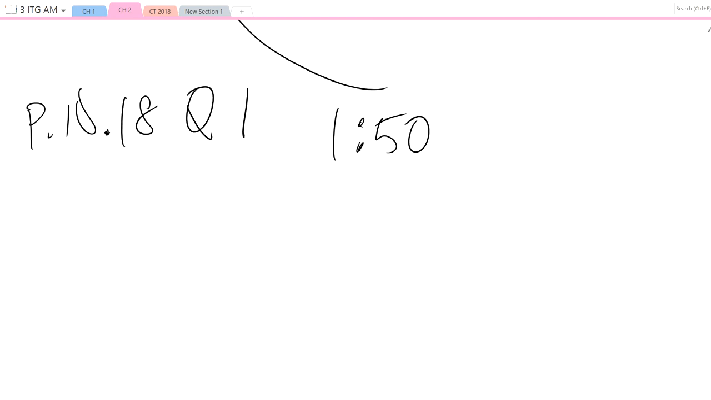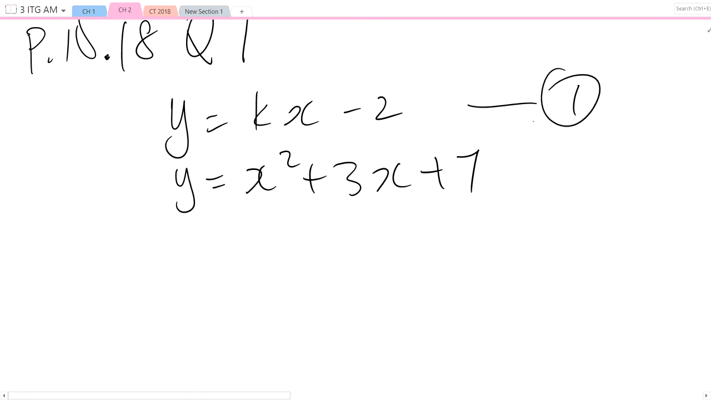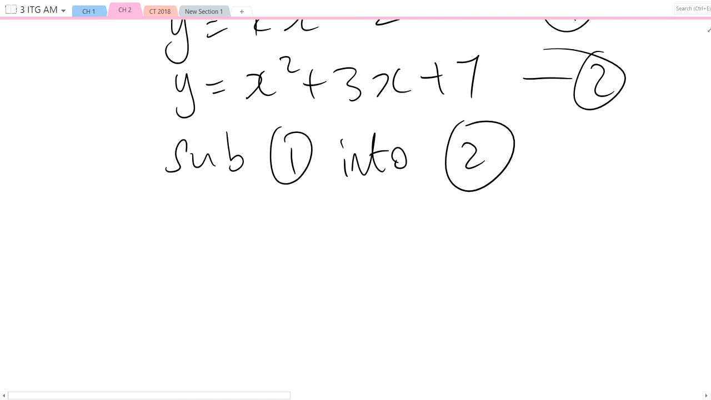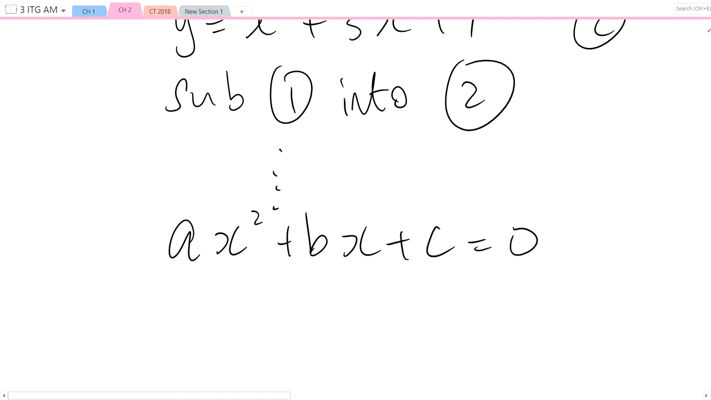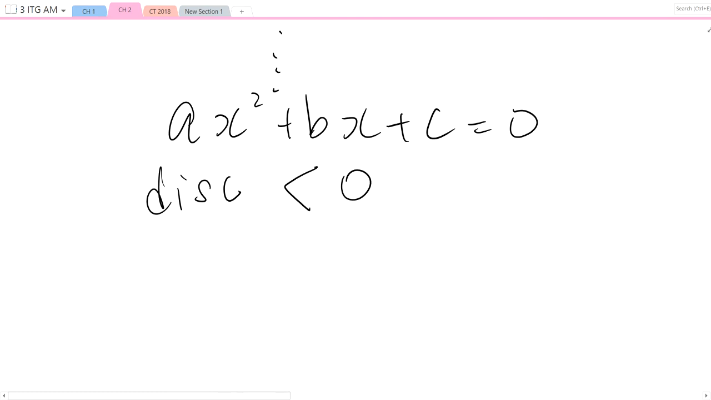Line does not intersect curve. We write down y equals kx minus 2 and y equals x squared plus 3x plus 7. Equation 1, equation 2, substitute 1 into 2. Then you will get ax squared plus bx plus c equals 0, with discriminant less than 0. Tell me, what is your discriminant for part A, the first part?